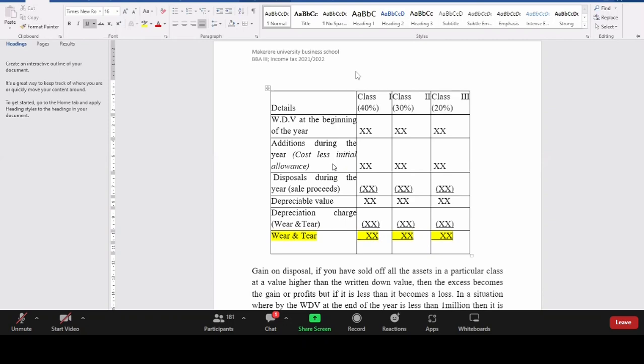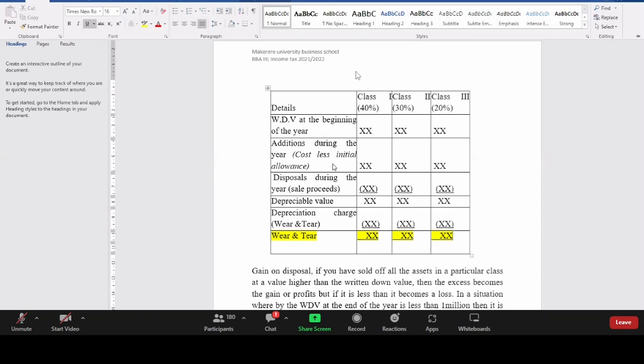It should not include industrial buildings. Why? Industrial building is done separately, so you must know what an industrial building is. We do it separately. So you add those additions to your balance brought down. Written down value at the start is balance brought down. Then you less what you sold for that year in each pool. You get the depreciable value that is now available.